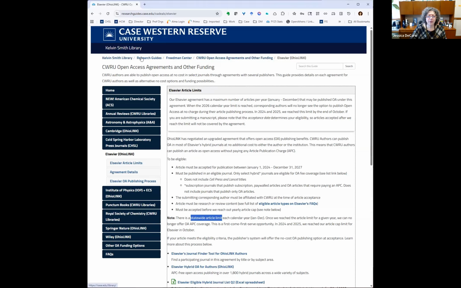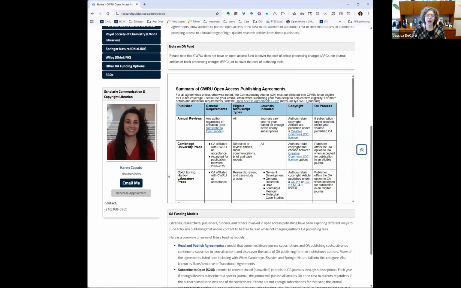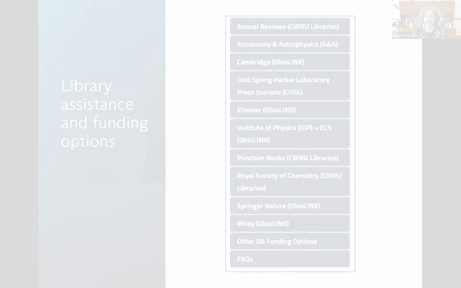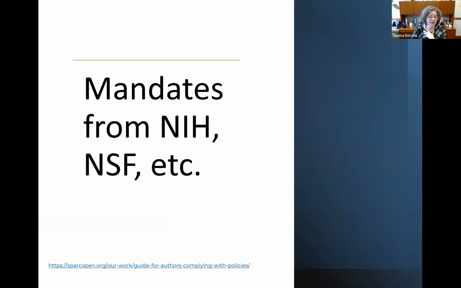This is a Kelvin Smith library guide, and Karen Caputo, her job is scholarly communications and copyright. So she is a great resource to ask, or you can reach out to us at Ask CHSL. So again, this slide is of the research guide. And I wanted to talk very briefly about institutional repositories, which is another aspect of the open access agreements that the libraries have put together.